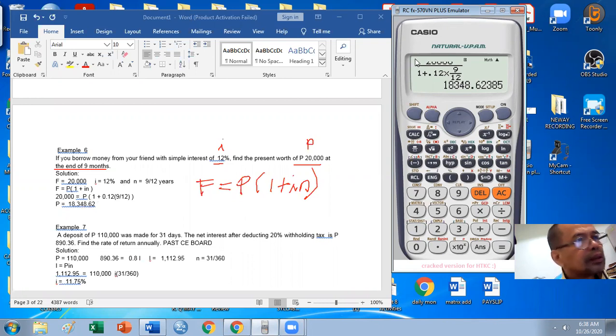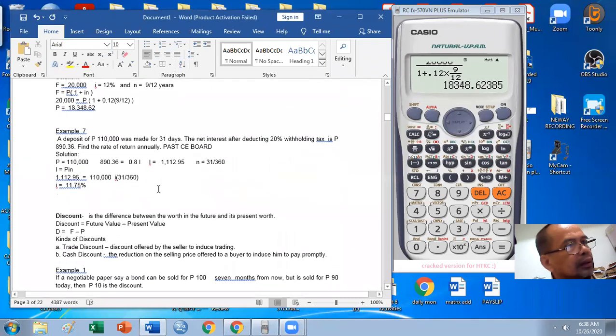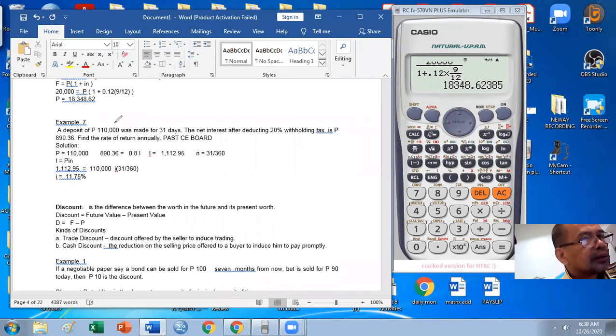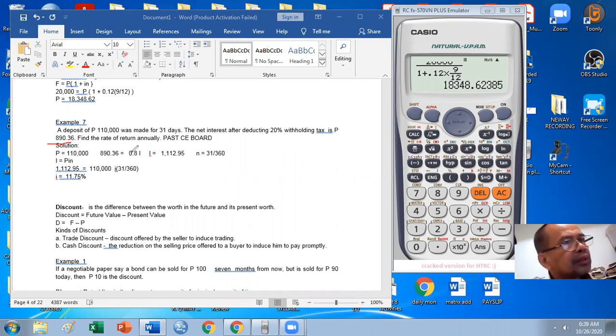Okay, next is example 7. A deposit of 110,000 was made for 31 days. The net interest after deducting 20% withholding tax is 890.36. Find the rate of return annually.